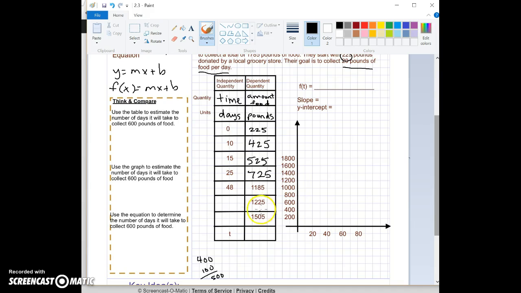Now, the next thing that we see on our table is it says after 48 days, there were 1,185. But how many were there after 1,225? Well, how would we figure out how many days it took to get 1,125 or 1,225? What I would do is start by saying, well, I know that I already had 225, so I would subtract that.